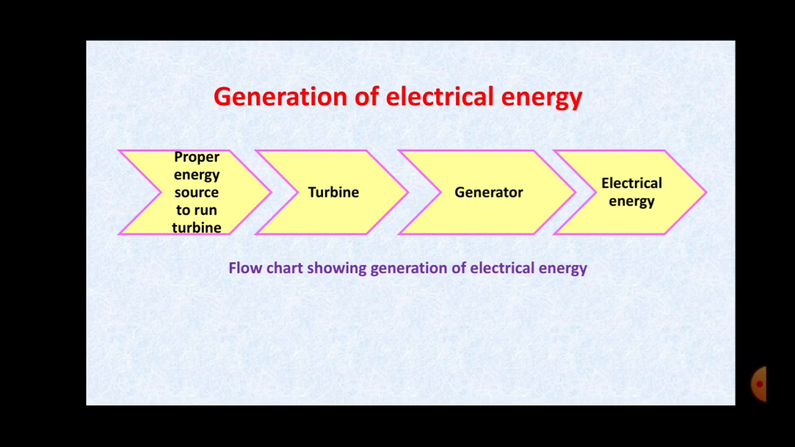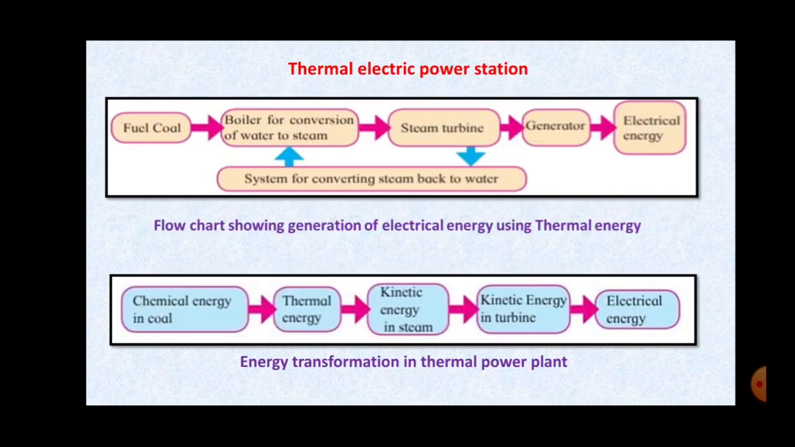Now we will just revise the different methods, how the different power plants work on the production of electrical energy. The very first one, if you remember, was the thermal electric power station. See, the first one is the flow chart showing generation of electrical energy using thermal energy, and in the second one, the different steps of energy transformation are shown, how the energy is transformed from one form to another.